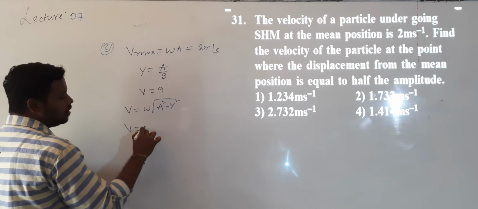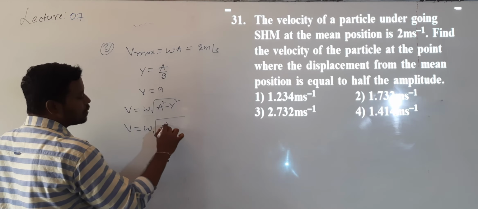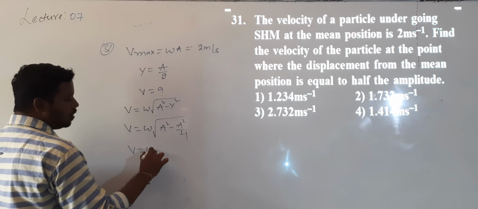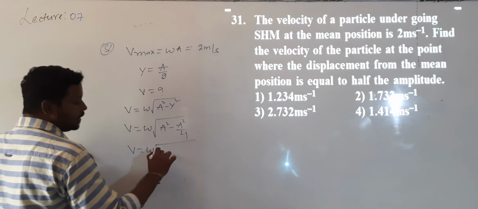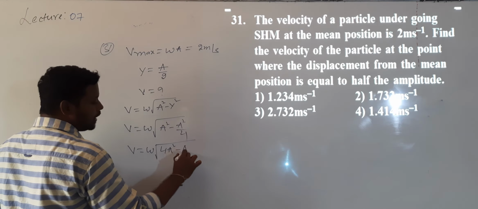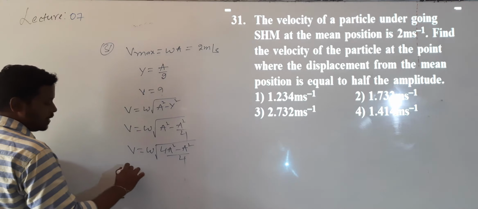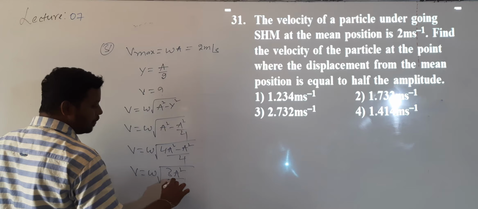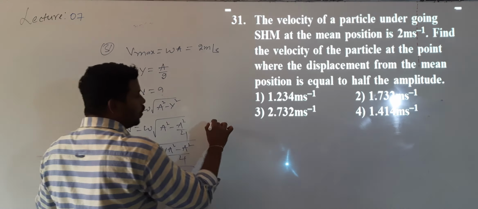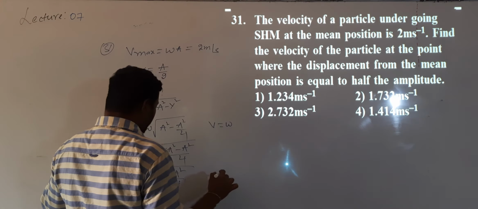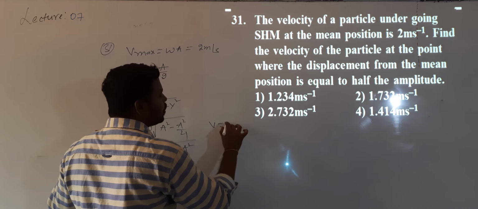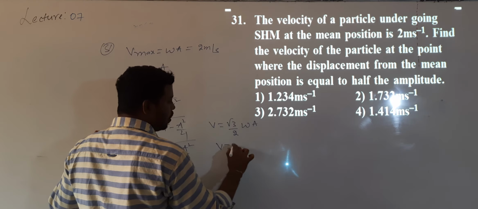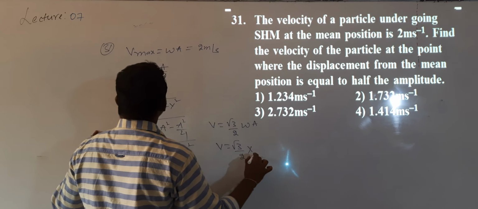Can I substitute the value? Omega into root over a square minus y square, where y square value is a square by 4. So v value is omega into root over 4a square minus a square by 4, which is given by omega into root over 3 into a square by 4. So what do I get? V is equal to root 3 by 2 into omega into a, which is given by root 3 by 2. Omega a value is nothing but V max.